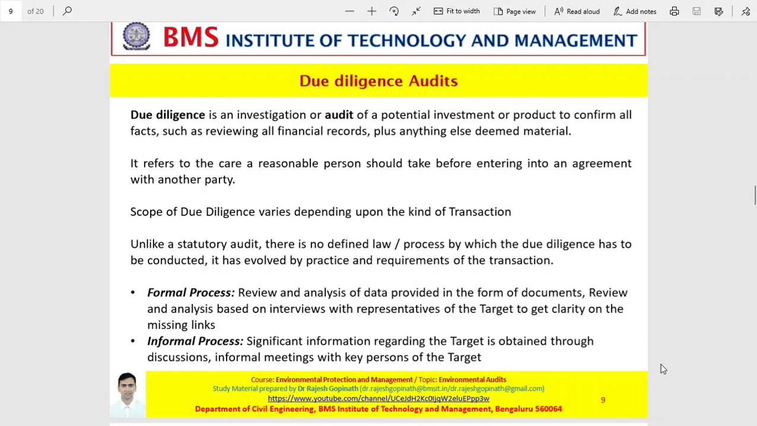Now, you can carry out this process in two ways. It can be a formal process or it can be an informal process. The formal process is wherein you review and analyze the data in the form of documentation, and then you understand whether there is any clarity with respect to the target being met, or the gap between the target and the achieved target. The informal process, on the other hand, is where you get the information regarding the target, the proposed objectives or achievable targets through informal interactions or discussions.